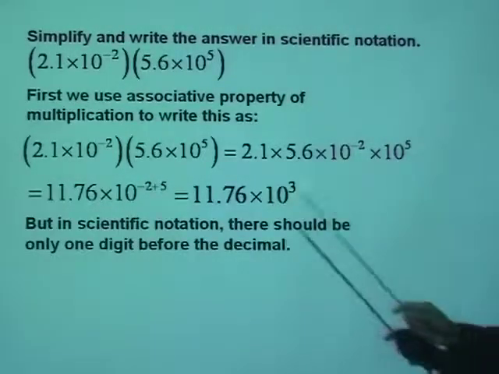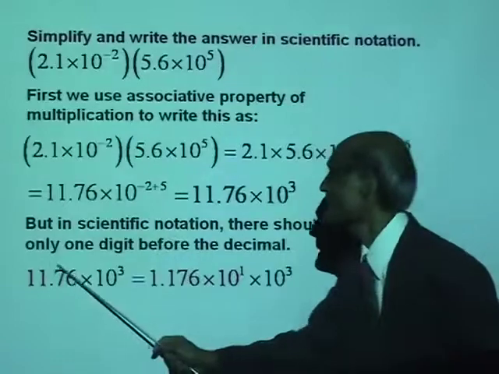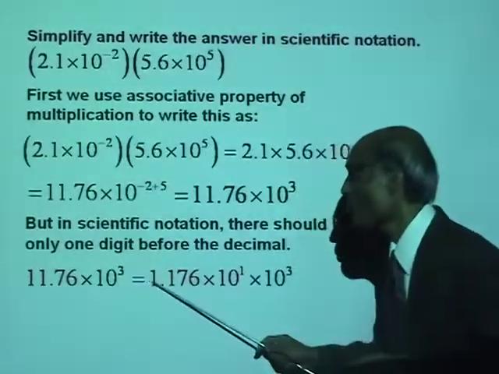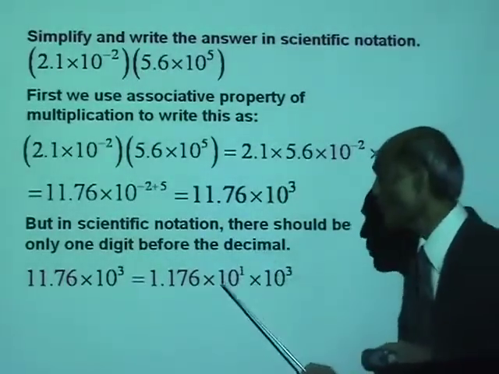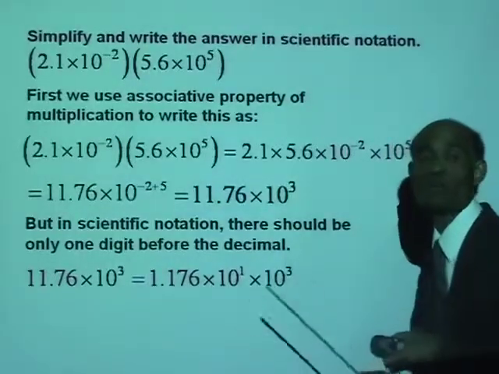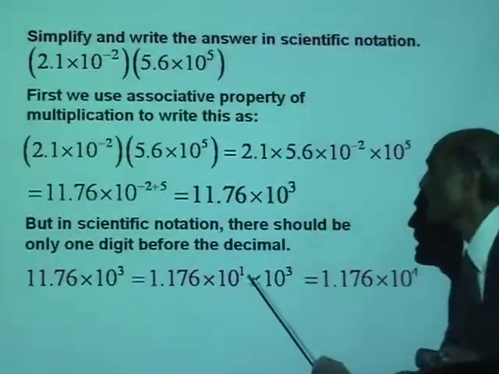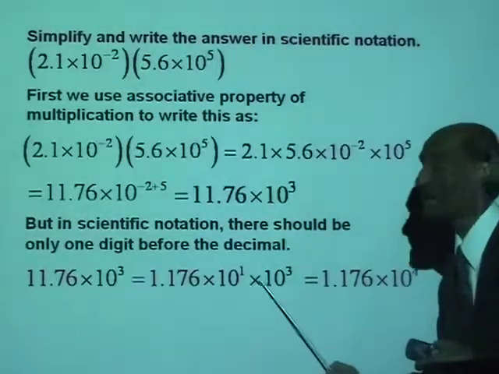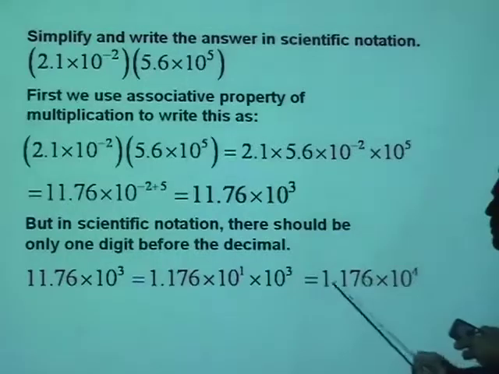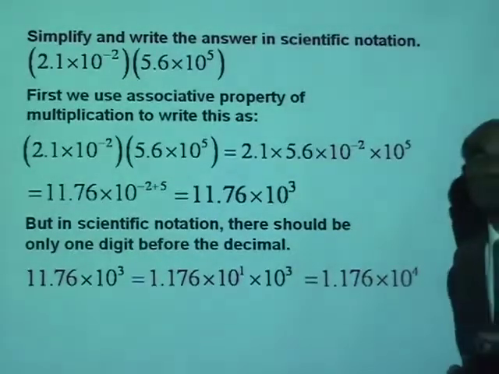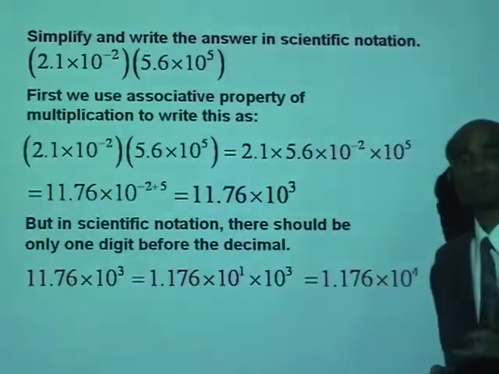Let's do that. So, in order to make this in scientific form, we write 11.76 as 1.176 times 10 to the 1. And now, once again, we multiply the powers of 10. So that will be 1.176 times 10 to the power of 1 times 10 to the power of 3 is 10 to the power of 1 plus 3, that is 4. So the final answer is 1.176 multiplied by 10 to the power of 4.